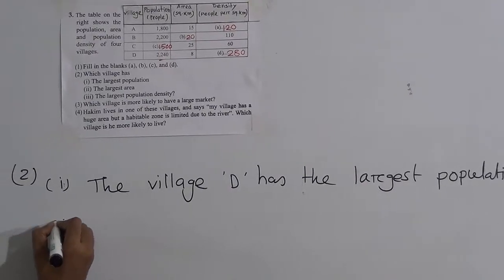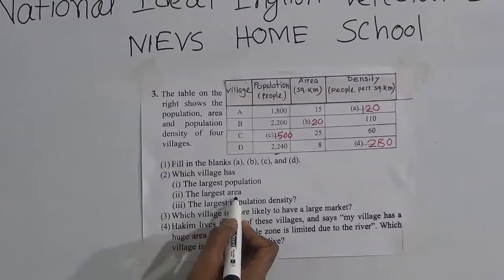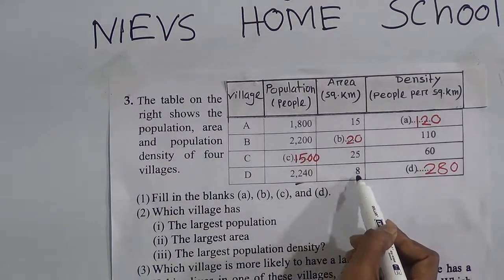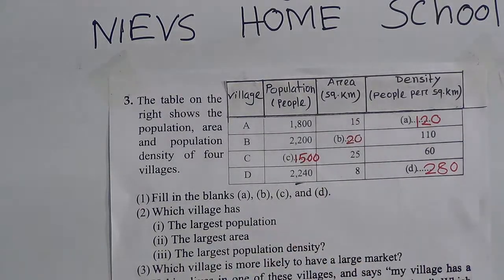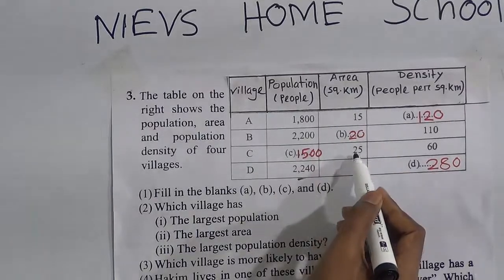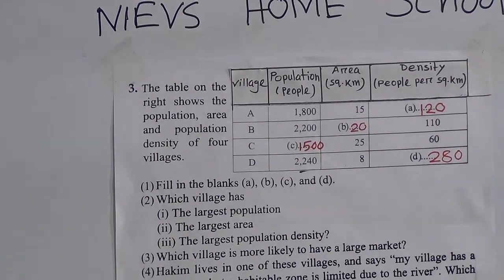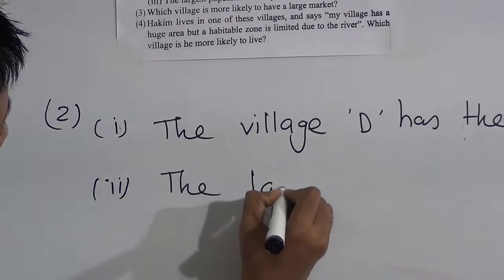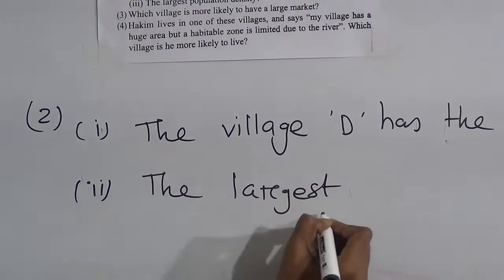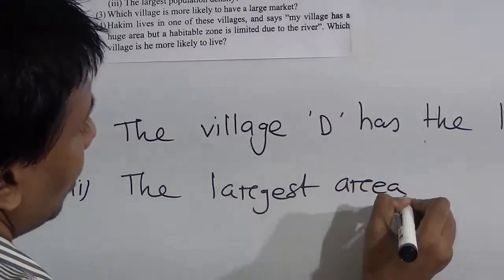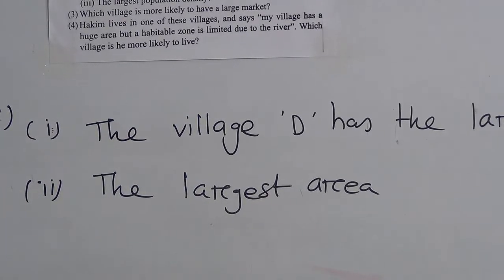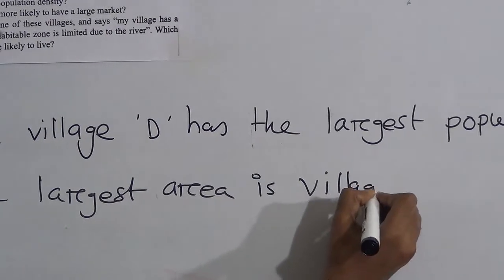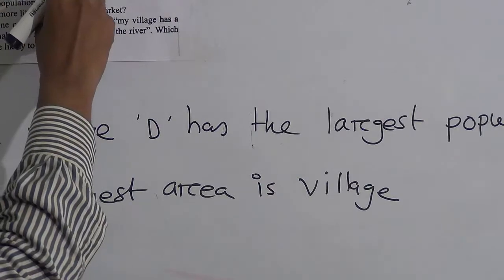Now, which village has the largest area? You see the figure, the areas are 15, 20, 25, 8. Among the areas, which one is the greatest? For village C, the area is 25. Therefore the largest area is village C.